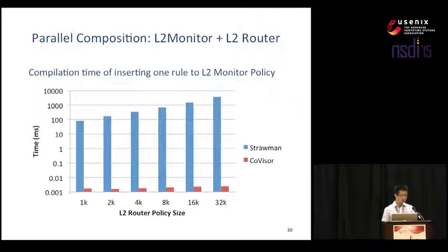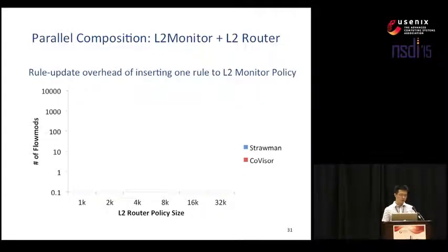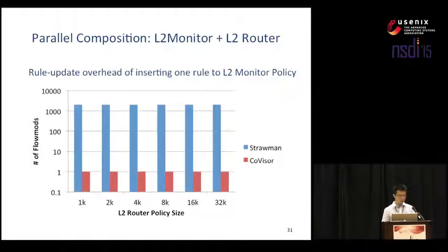The second figure shows the rule update overhead. The y-axis is the number of flow mods it takes to update the physical switch to the new policy, and the x-axis is the router policy size. Again, the result shows that with the Strawman solution, it needs to send thousands of flow mods to update the switch, because many existing rules change their priorities. On the other hand, CoVisor only needs to insert the new rule, which incurs significantly less overhead.